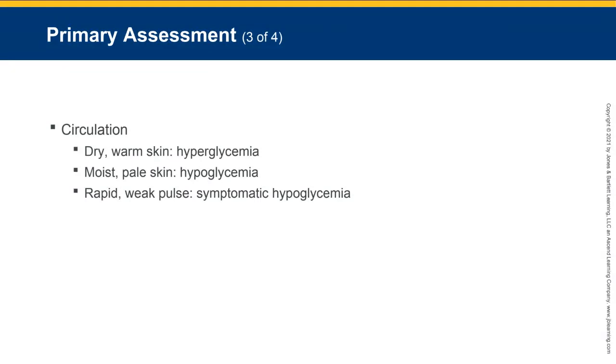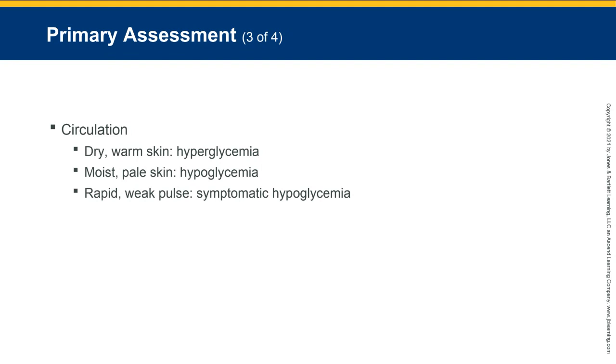Now, after airway and breathing assessment and management, then it's circulation. Things that you need to think about in circulation: is the skin dry? Is it warm skin? This is associated with hyperglycemia because they are becoming dehydrated. So if somebody starts to get dehydrated, the skin is going to get dry and warm. Not necessarily very, but they're going to have warm skin.